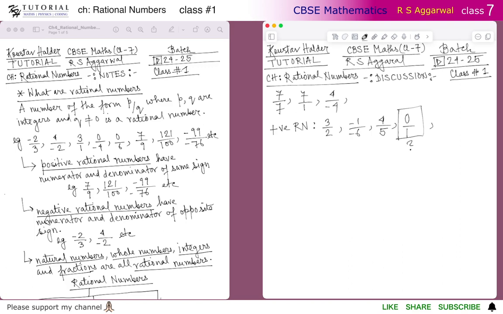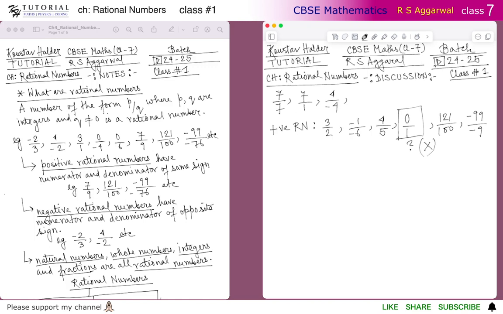Now we can have more, like 121 by 100, anything. Both p and q must have the same sign. Okay. So this is not a positive rational number. What are negative rational numbers?